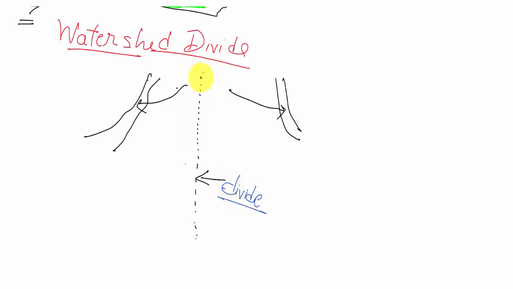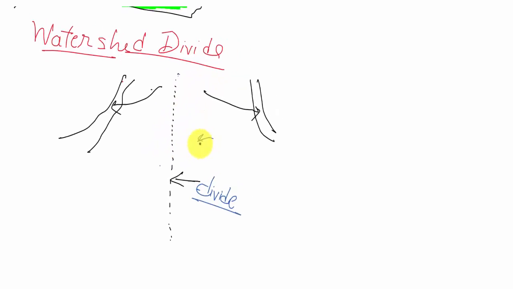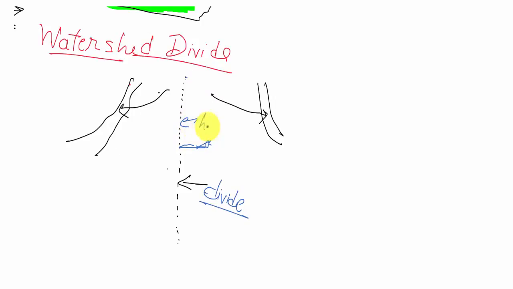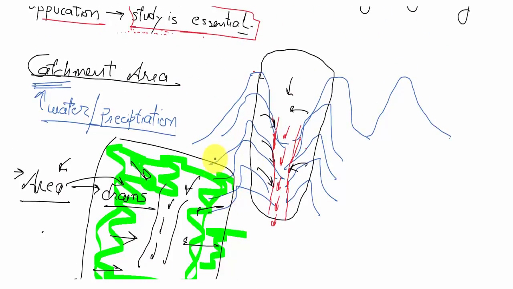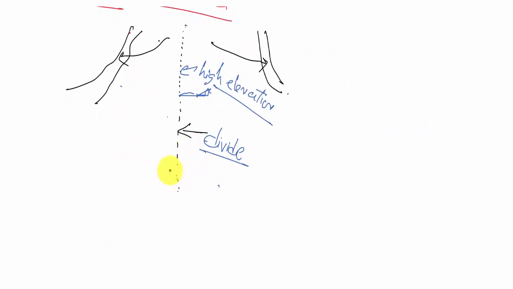Basically, this divide generally follows a ridge line, meaning it is a meeting point of two mountain series, or it is a ridge. It is a high elevation area. It has high elevation as compared to both of these rivers. Now, I think we have understood what is catchment area and what is watershed divide. So let us move ahead.